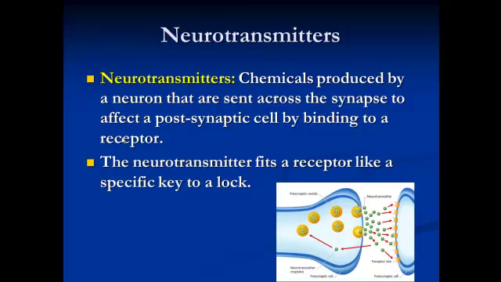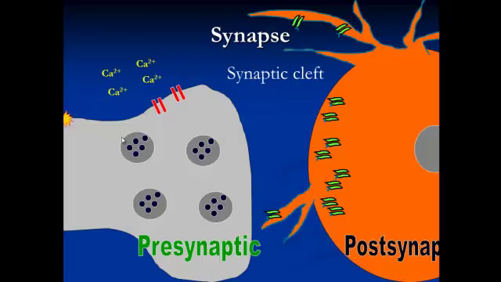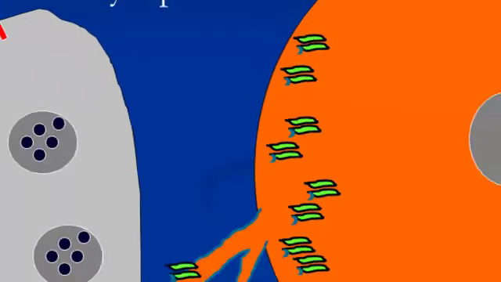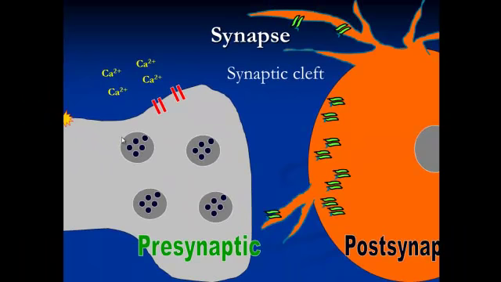So neurotransmitters fit a receptor like a specific key to a lock. Okay, so here is an added picture. We have the receptors, they are in green, and the chemicals, the neurotransmitters, fit them like keys to a lock. And you can have the receptors on the cell body, you can have receptors on dendrites, you can even have receptors on axons.